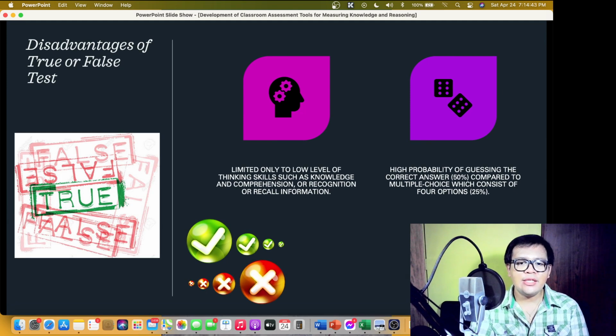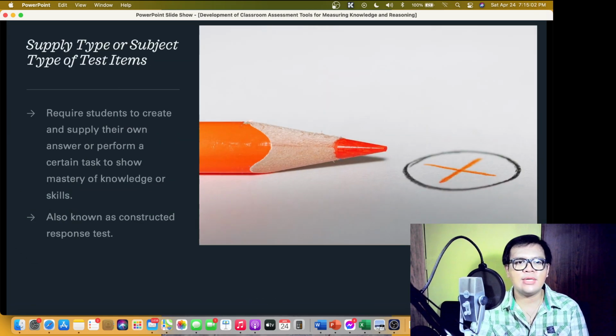So, disadvantages of true or false: limited only to low level thinking skills such as knowledge and comprehension, or recognition or recall of information, and high probability of guessing the correct answer. So 50%, compared to multiple choice, which consists of 4 options at 25%.